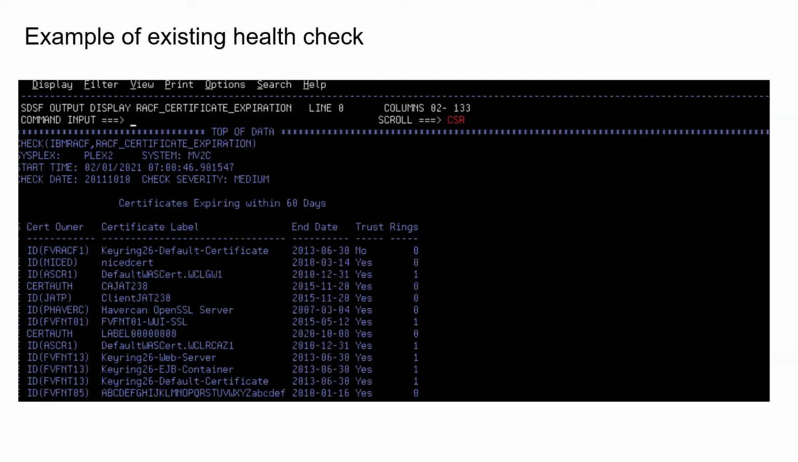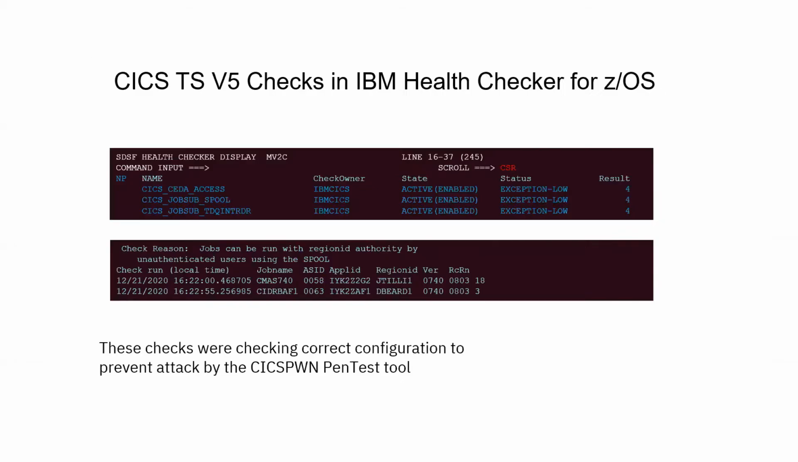Now, what you see here is our test system, which has got a lot of very old certificates that we haven't cleaned up, but are useful for demonstration purposes. Hopefully, your RACF database won't have certificates quite as old as that, and they would have been deleted. And so mostly what it will tell you is certificates that are about to expire. So that's what's there for RACF, but what about CICS?